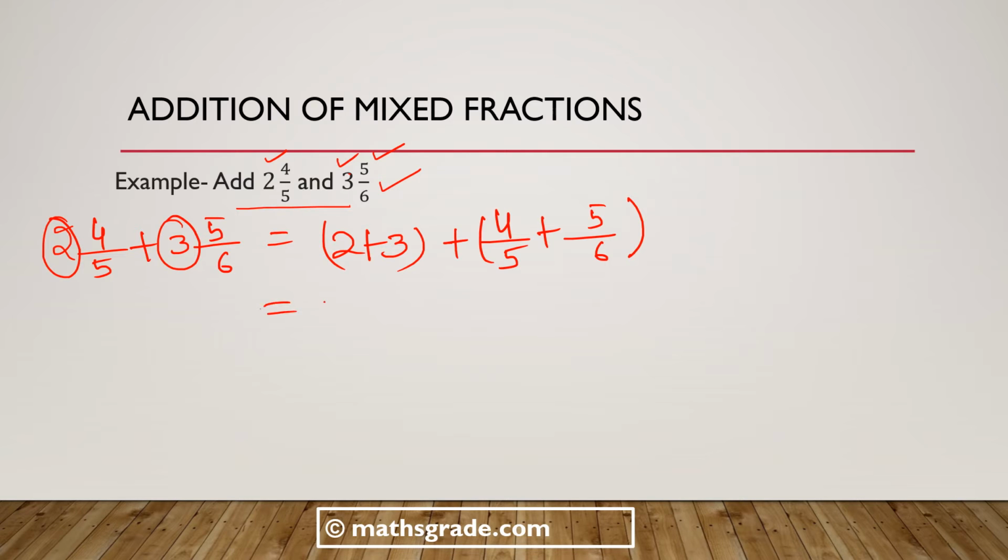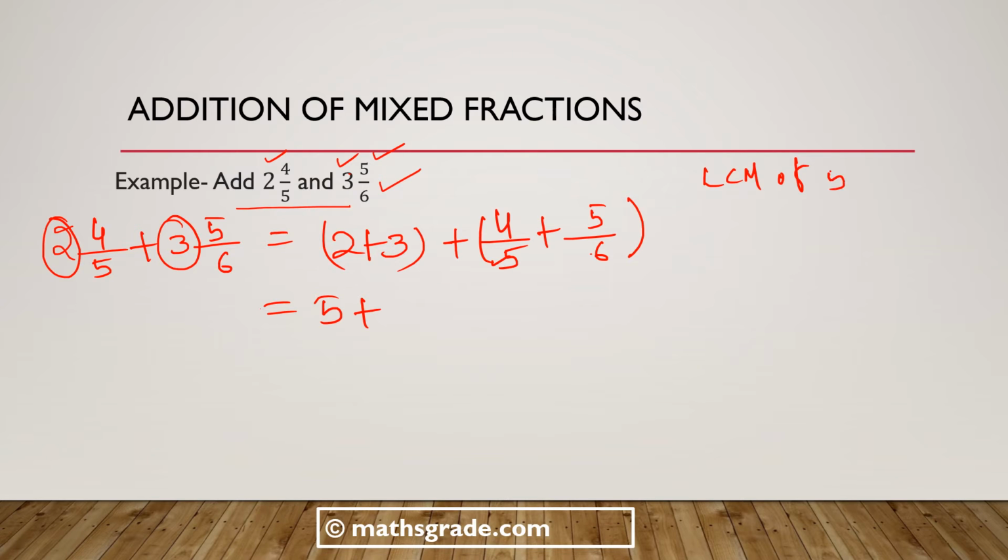Now 2 plus 3 is 5, and now we have to convert these, both of which are unlike fractions having unequal denominators. Here the denominator in the first fraction is 5 and in the second fraction the denominator is 6. Both are unequal. Now we have to convert these unlike fractions having unequal denominators to like fractions having the same denominators, that is, making the denominator equal to the LCM. First we have to find the LCM of 5 and 6.